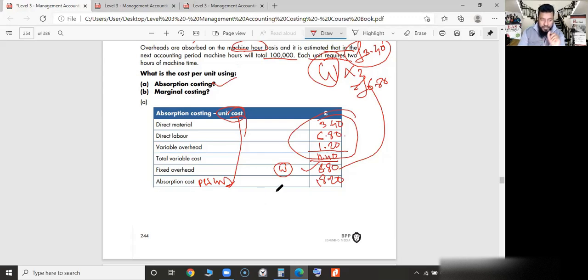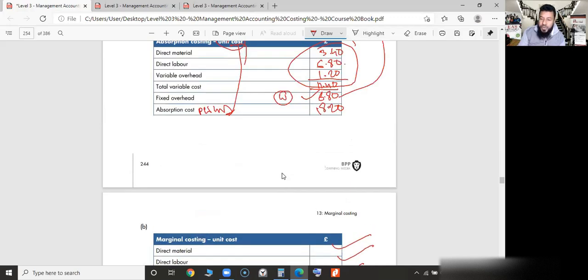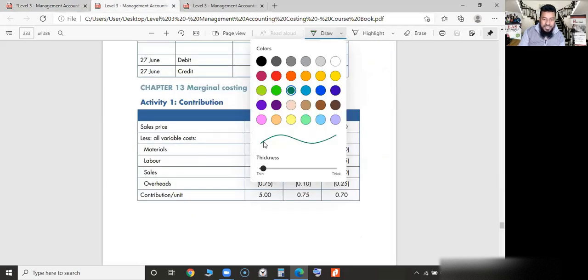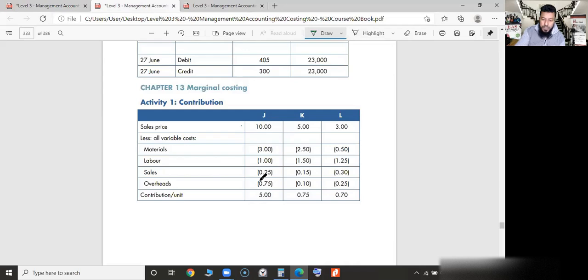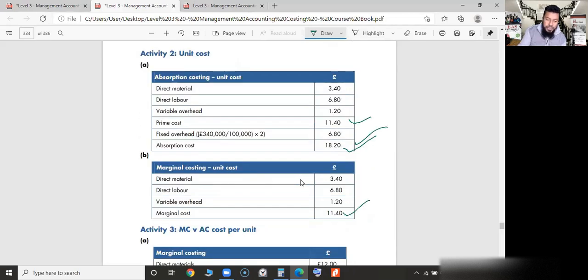We're going to check the answer in a minute, but before that, marginal costing. Marginal costing, we've done the answer already. Material we've done, labor we've done, variable we've done, and marginal cost means VC, variable cost, and that is 11.4, isn't it? This BPP book should have given us B first, then A. Hope it makes sense. Let's check the answer. I've got this answer before. 18.2, good, well done.